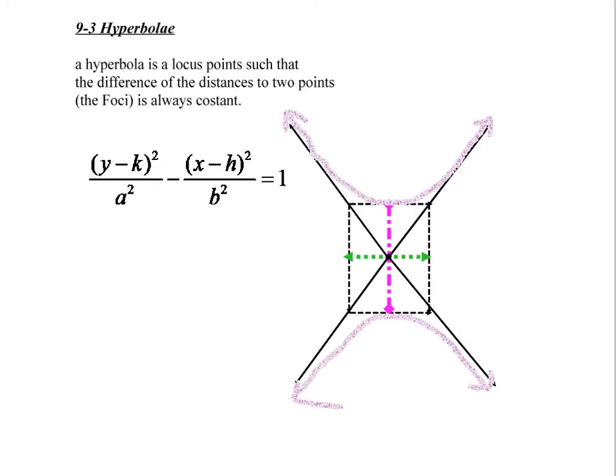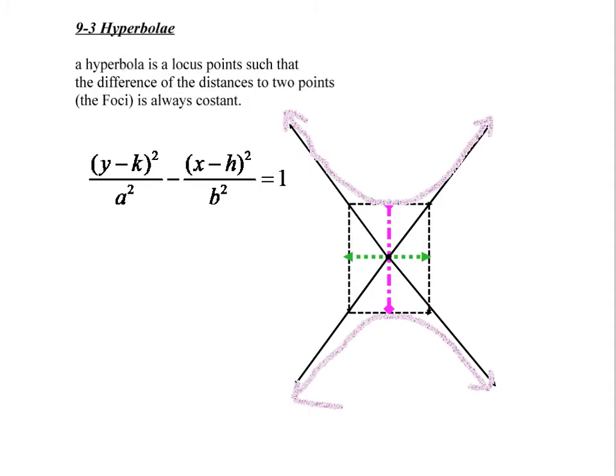This is an example of a vertical hyperbola. We know that because the y term is the positive term and the x term is the negative term. The positive term, if it's a y, is going to be vertical. If the x were the positive term, then it would be horizontal.